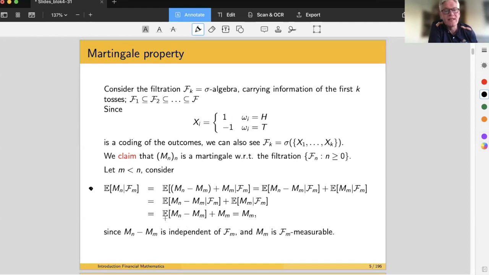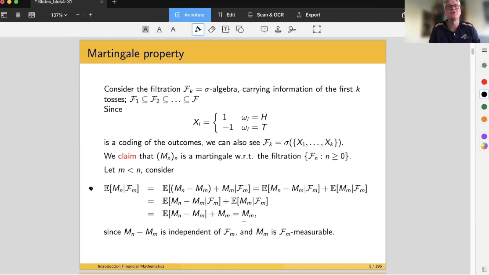And if we write this out, this then is equal to 0. The expectation of this increment is equal to 0. That other part, take out what you know, that was Mm, and that is equal to Mm. So the conditional expectation of Mn given Fm is equal to Mm. And that is because Mn minus Mm is independent of this sigma algebra, and Mm is Fm measurable. So we see that the martingale property holds for the symmetric random walk.